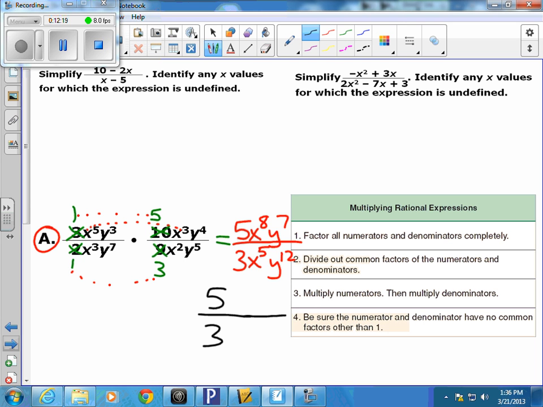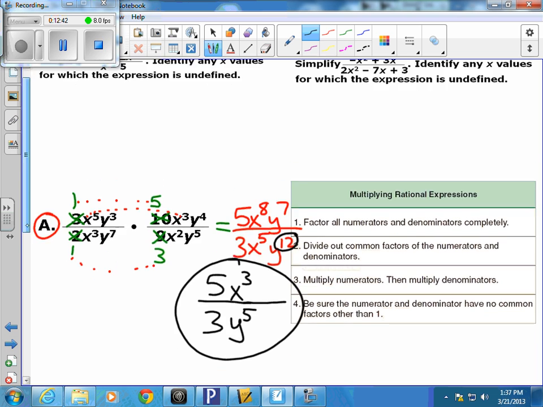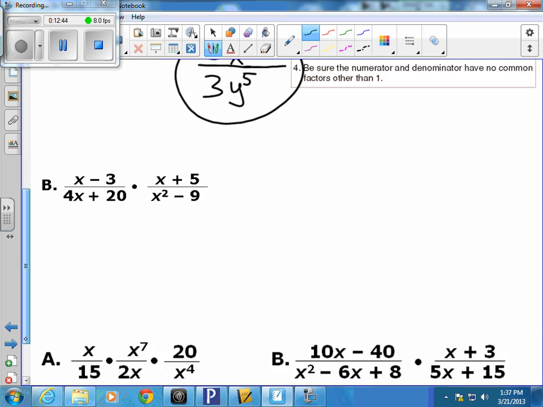X to the 8th over x to the 5th, subtract your exponents. 8 minus 5 is 3. There are more x's on top, so the x to the 3rd goes on top. Now since there's more y's on the bottom, when I take 12 minus 7 to get my y to the 5th, the y to the 5th will go to the bottom. Could you cross simplify and simplify beforehand? Absolutely. But if it's too difficult, you can multiply across and simplify afterwards.